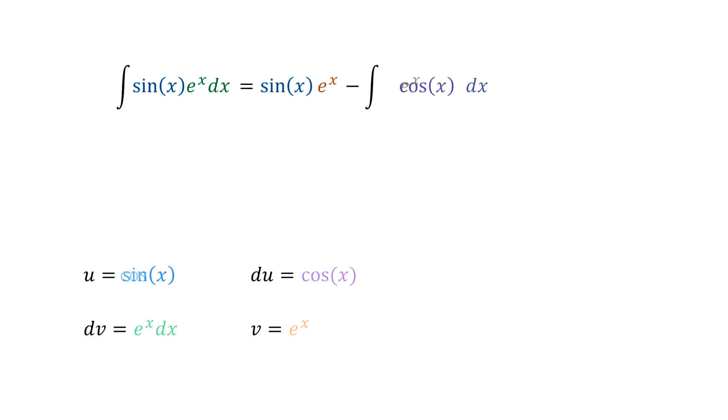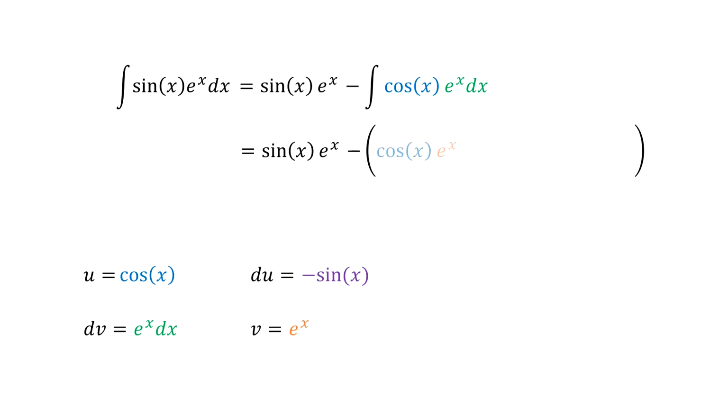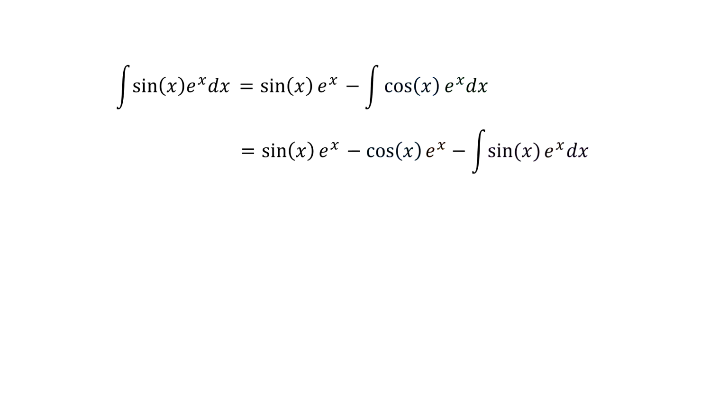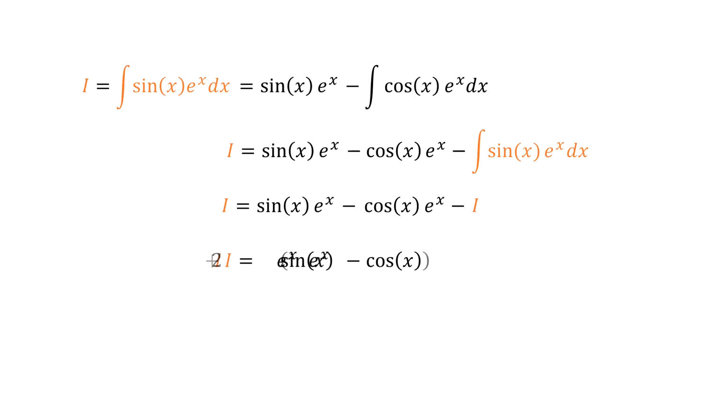This time, we set u as cosine and dv as e^x dx. So, du is negative sine and v is the function e^x. Substitute again and simplify. Notice that the original integral reappears, the one we want to solve. Let's call this integral I. Now we have an equation which we can solve for I. Move I to the left side, simplify, and find its value.